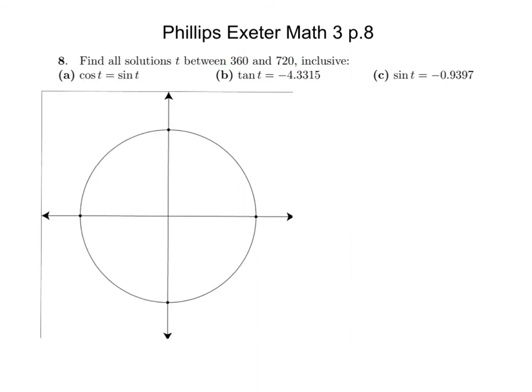Okay, so now we're looking at C. It's the same idea as B. We're just dealing with sine now. So with sine, again, I see that I have some decimals. I'm going to do arc sine of negative 0.9397. This is the last one on this problem, yes, C.